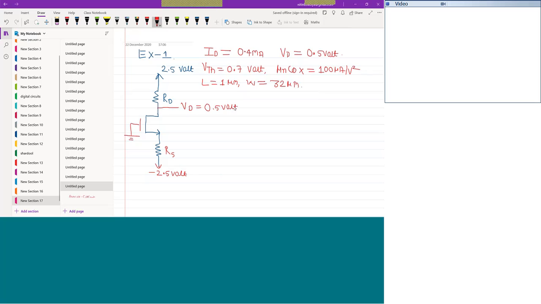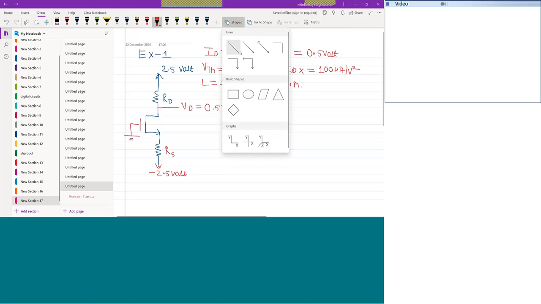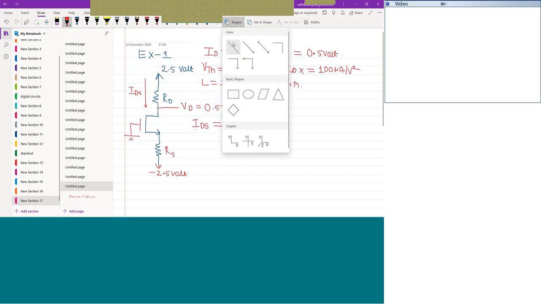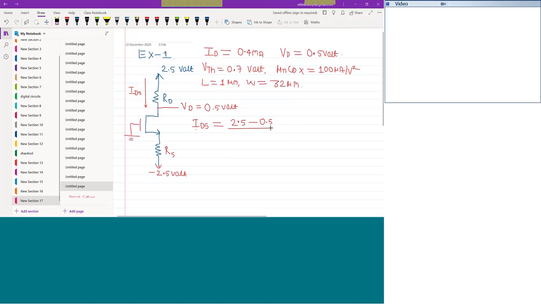So can I say the only possible direction of current inside the circuit is this? This is the possible direction of current. So I can say the value of IDS or ID, drain current, is equivalent to higher potential is 2.5 volt, the lower potential is 0.5 volt, and divided by RD.